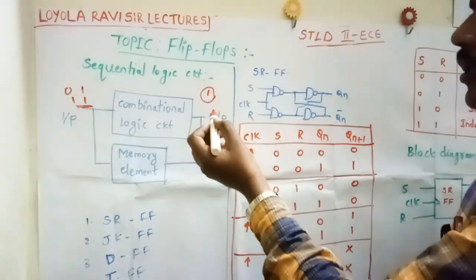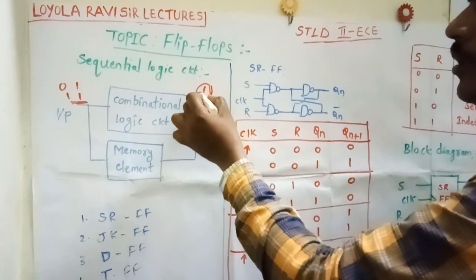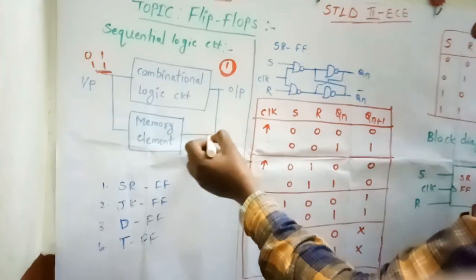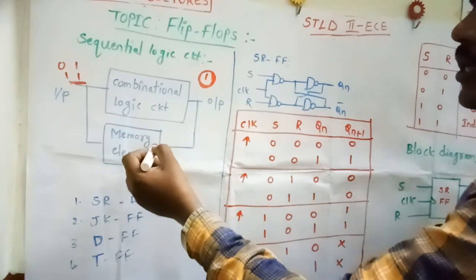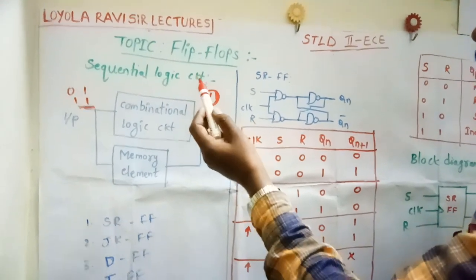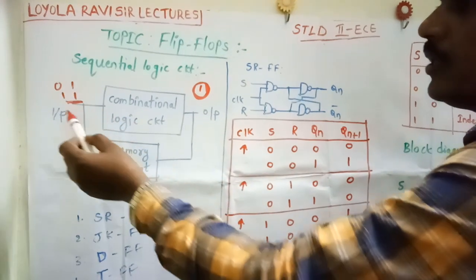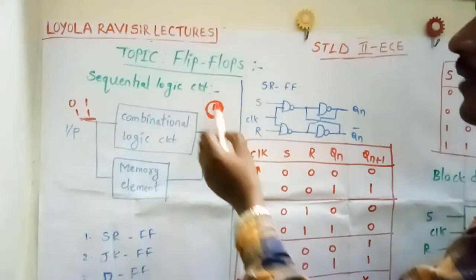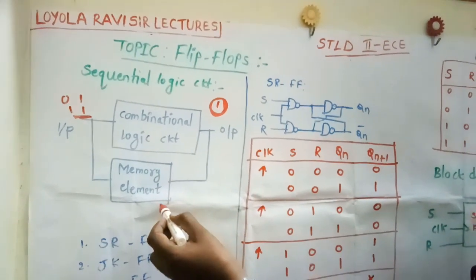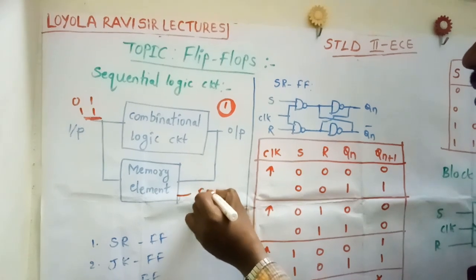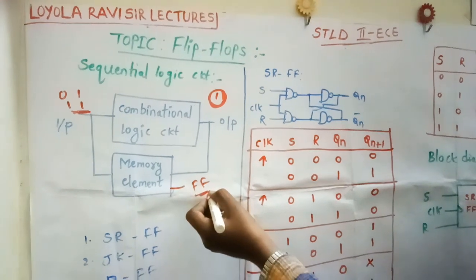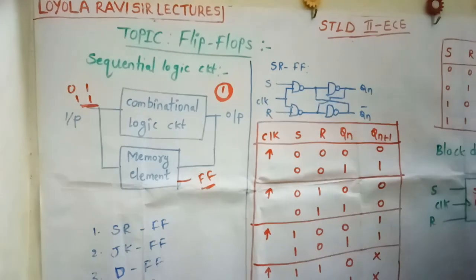So we need one memory to store this previous output. That's why I am connecting one memory element here like this, for the storage of previous data. So the sequential logic circuit is nothing but a circuit where the output depends on the combination of inputs as well as the previous output. For the storage of the previous output, we need a memory element. This memory element is nothing but our flip-flop. So a flip-flop is a storage element which stores 1-bit information.